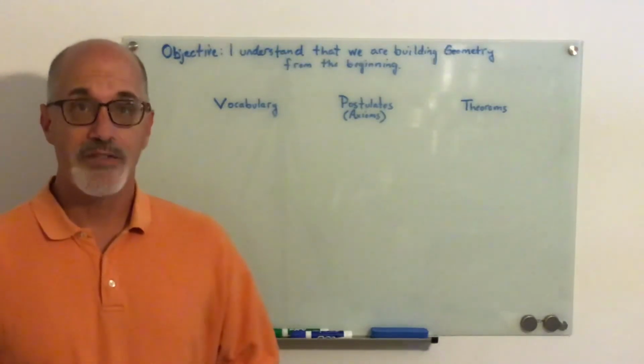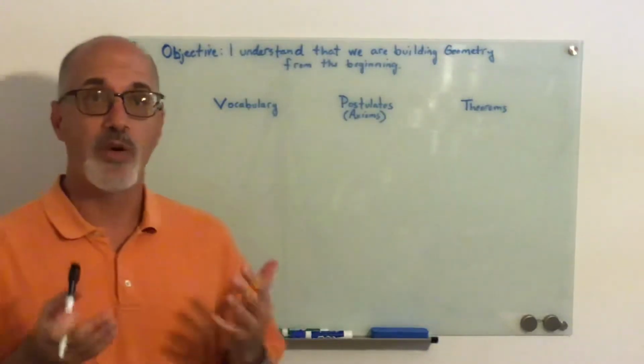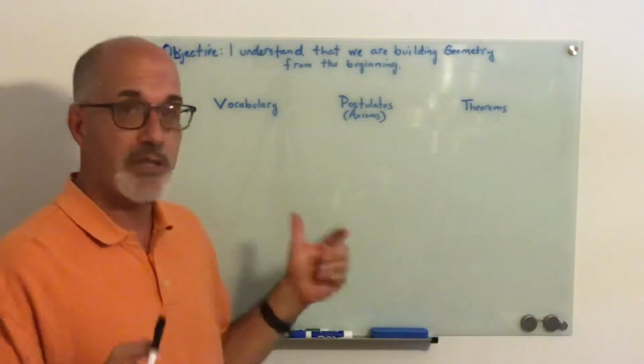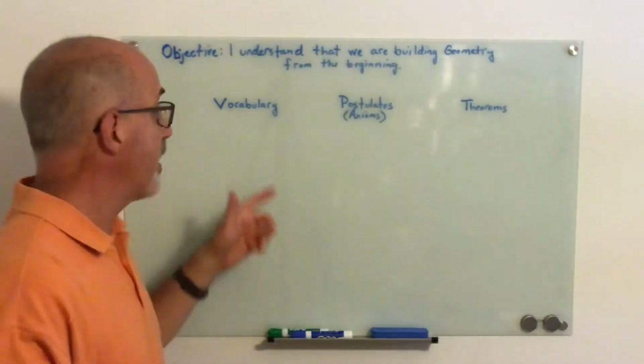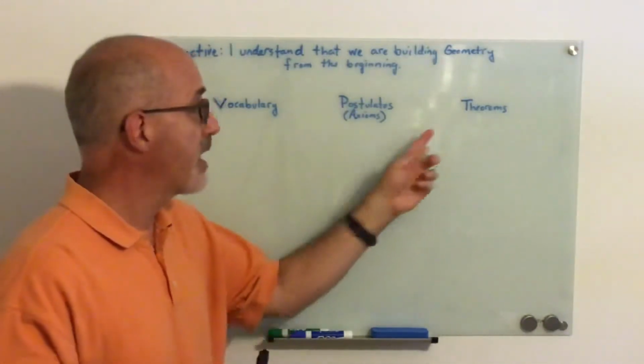We are at the beginning of geometry, and since we're at the beginning, we have to start building the whole system of geometry. So our objective is that we understand that we're building geometry from the beginning using things like vocabulary, postulates or axioms, and theorems.